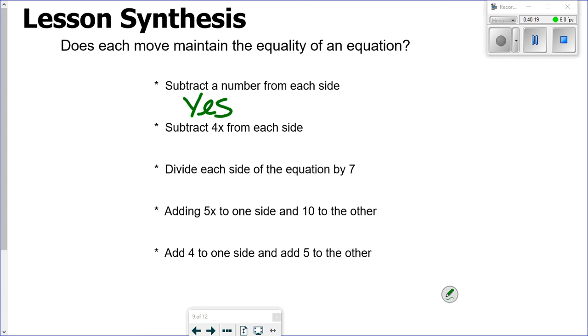Yes, it will. As long as we are subtracting that same number from each side, we are balancing our equation properly. Can we subtract 4x from each side? Again, the answer to that would be yes, as long as we are subtracting.